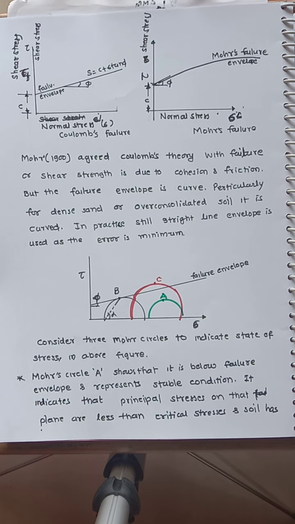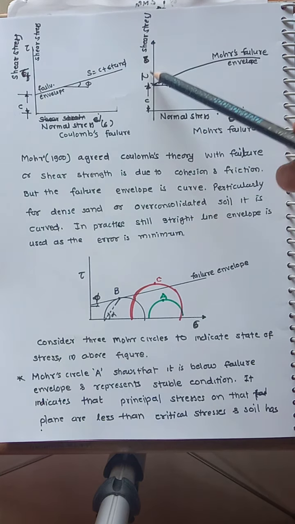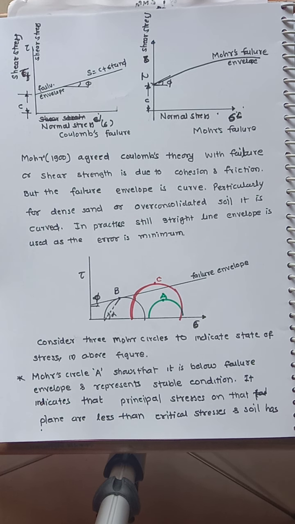To make the theory simple, even though it is a curve, we still follow a straight line. So Coulomb's theory is generally called Mohr-Coulomb theory, considering a straight line. Only when we say Mohr's theory does it give us a curved failure surface. That is the difference. But in practice we use a straight line, that S is equal to c plus sigma tan phi.